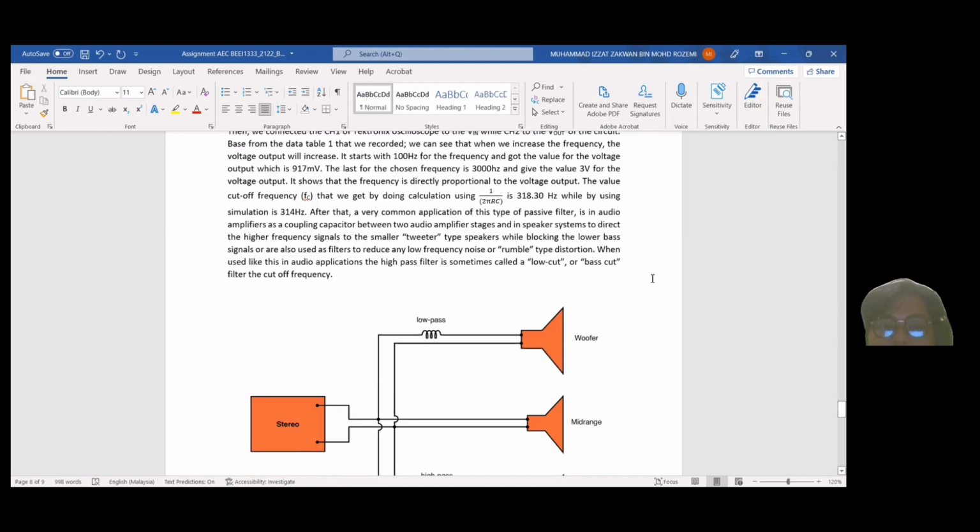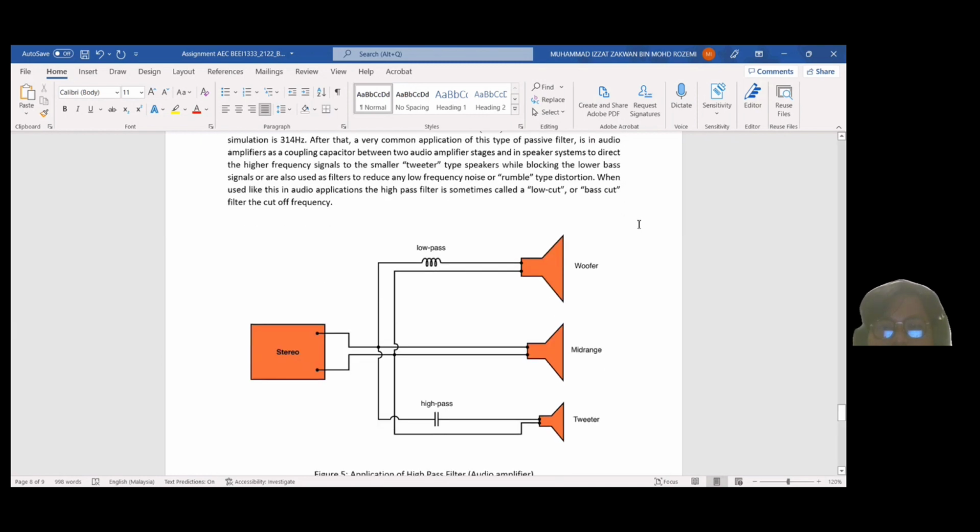After that, a very common application of this type of passive filter is in audio amplifiers as a coupling capacitor between two audio amplifier stages, and in speaker systems to direct the higher frequency signal to the smaller tweeter type of speaker while blocking the lower bass signal. They are also used as a filter to reduce any lower frequency noise or rumble type of distortion. When used like this in audio applications, the high pass filter is sometimes called a low cut or bass cut filter.